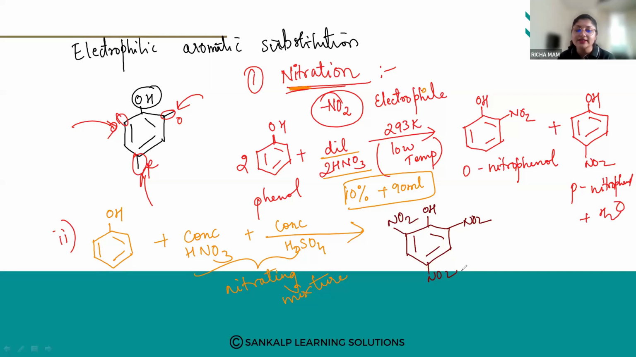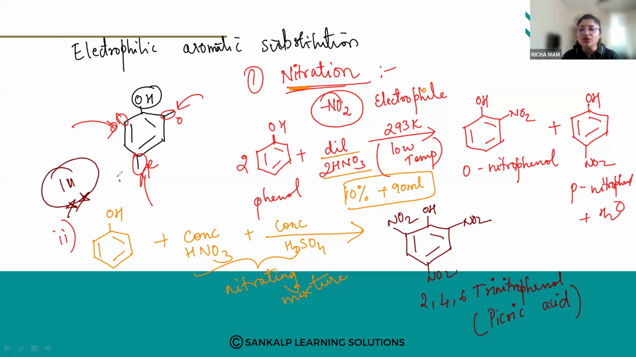Can you name this? This is 2,4,6-trinitrophenol. This is called picric acid. There can be a question for 1 mark: give the structure of picric acid. Mark this as important for 1 mark. Give the structure of picric acid, or what is picric acid? 2,4,6-trinitrophenol is your picric acid.